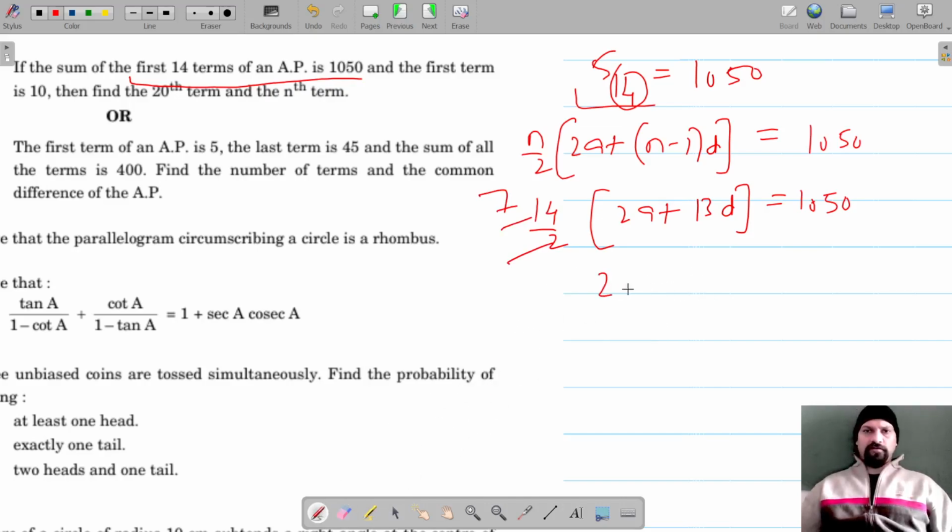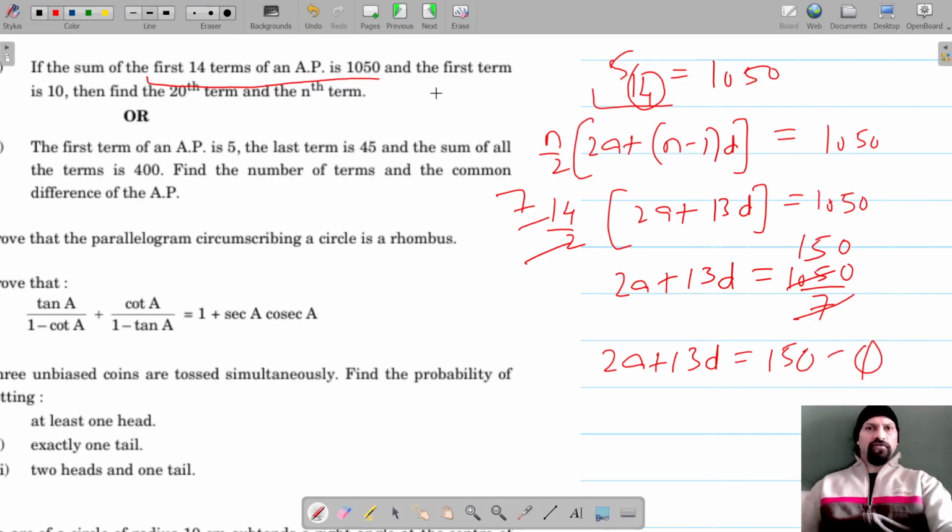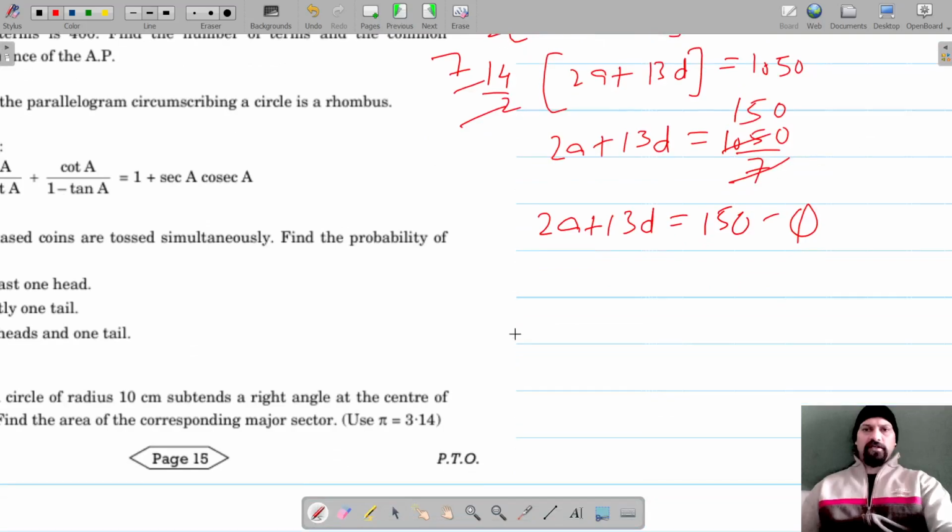So this is 2a plus 13d is equal to 1050 divided by 7. So 7 ones are 7, 7 fives are 35, so 150. So we have our first equation: 2a plus 13d is equal to 150. And it's also given that the first term is 10. So let's replace the first term. First term means a is 10.